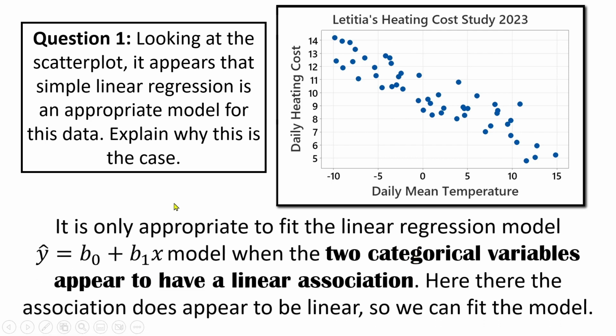So again, it is only appropriate to fit the linear regression model when the two quantitative variables appear to have a linear association. Here, the association does appear to be linear. There's a distinct linear trend, a negative trend in this data. And so we can fit the model. It's as simple as that.